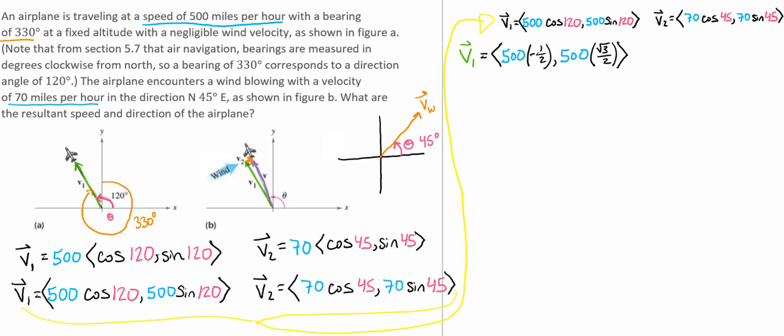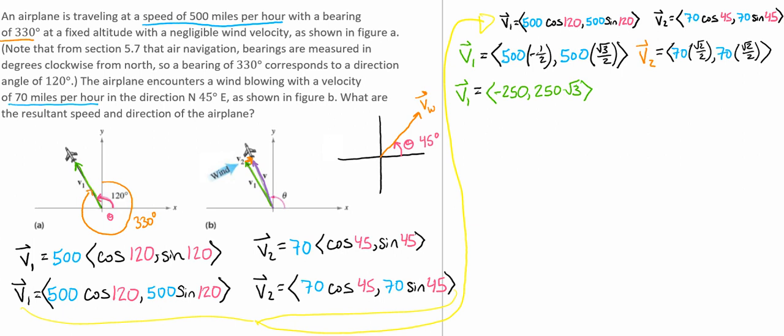Our first vector, our airplane vector, is going to be 500 times negative 1/2 and 500 times radical 3 over 2. I got those by looking at the unit circle and finding what the cosine of 120 and the sine of 120 were. That tells me that my initial airplane vector is negative 250, comma 250 times radical 3. Now let's look at our wind vector.